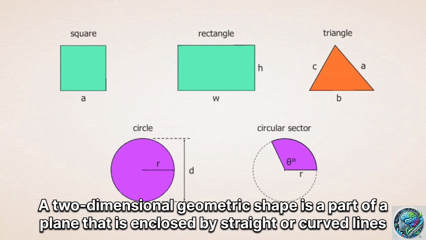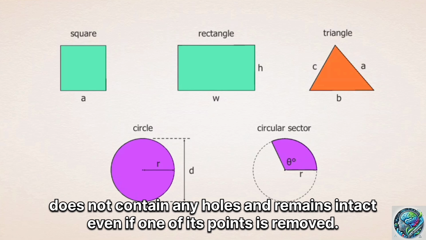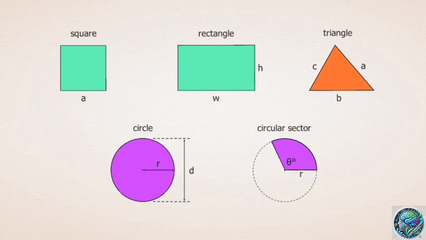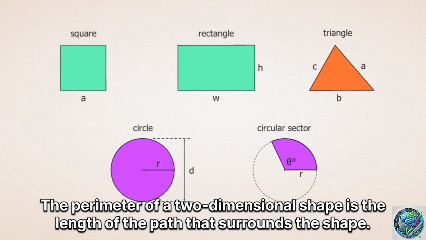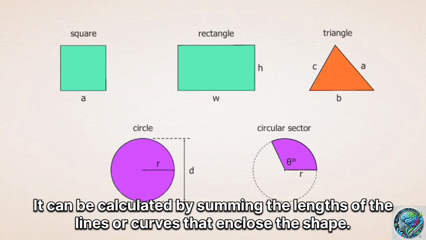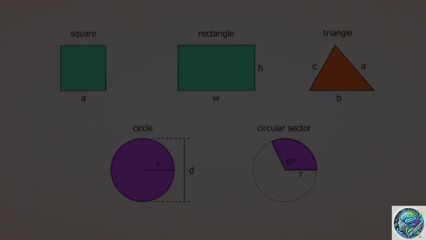A two-dimensional geometric shape is a part of a plane that is enclosed by straight or curved lines, does not contain any holes, and remains intact even if one of its points is removed. The perimeter of a two-dimensional shape is the length of the path that surrounds the shape. It can be calculated by summing the lengths of the lines or curves that enclose the shape.